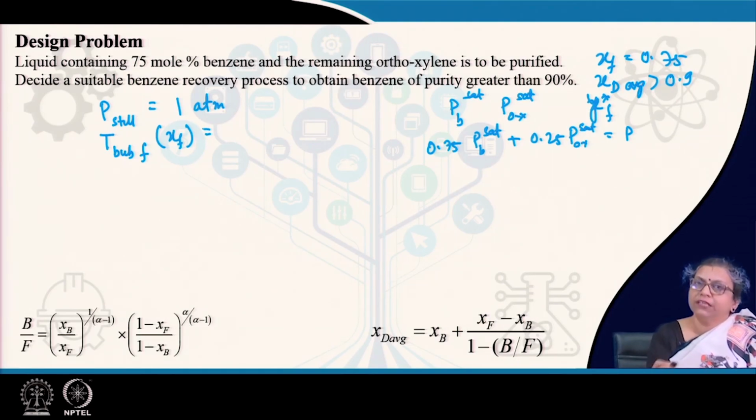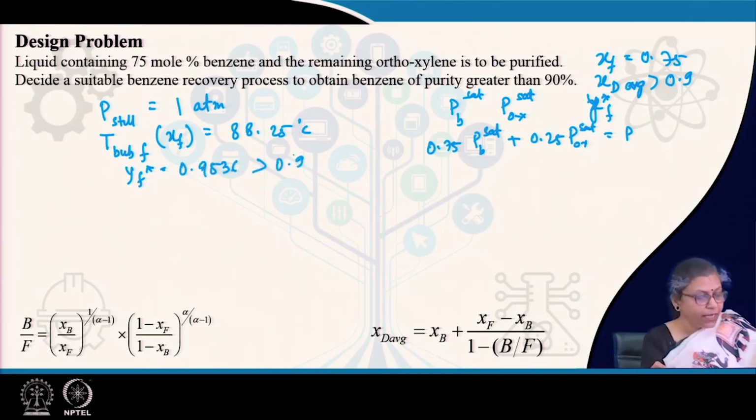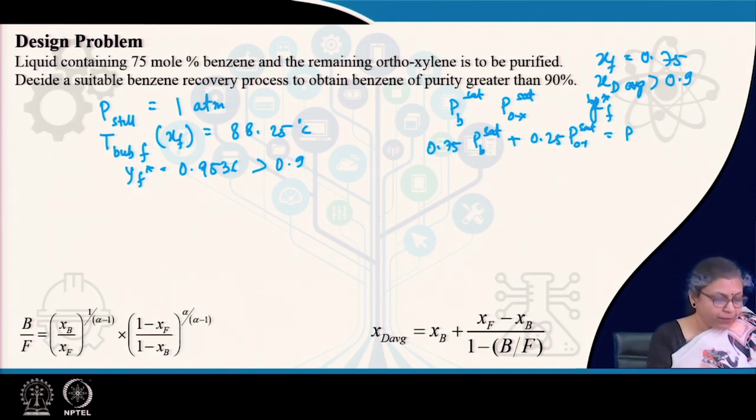Whenever you are given problems in assignments or in your assessment tests, definitely the bubble point of the feed will be specified for most of the cases. So in this particular case we find that it is around 88.25 degrees centigrade, and corresponding to this we find that the YF star is around 0.9536, which is much greater than 0.9. This shows that we can proceed with this process.